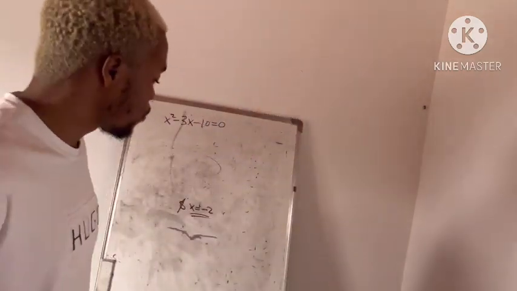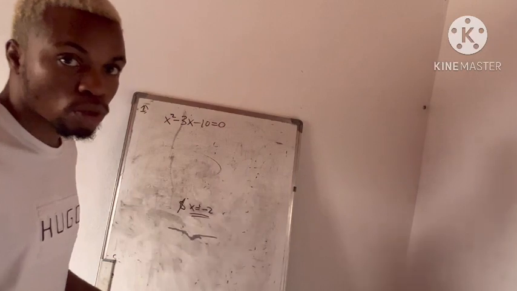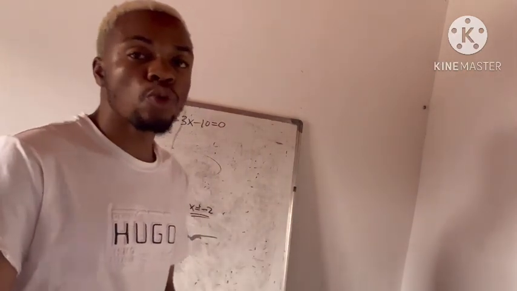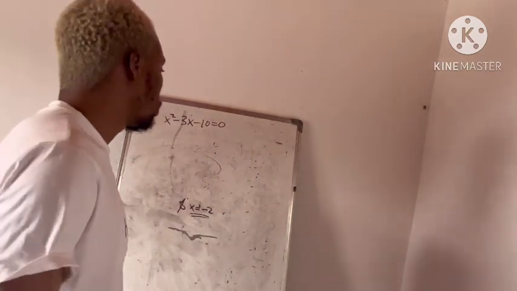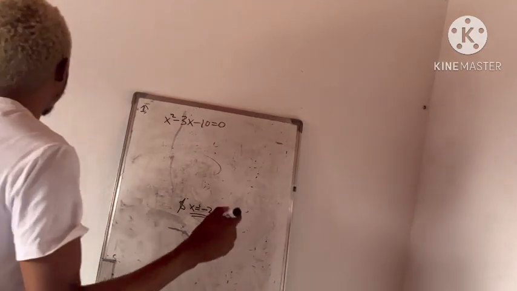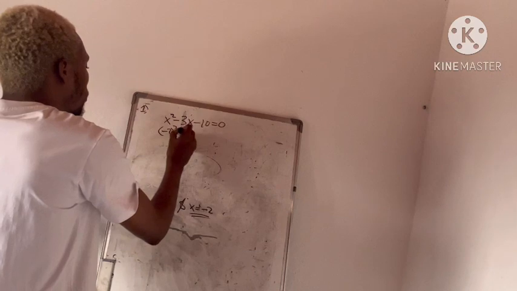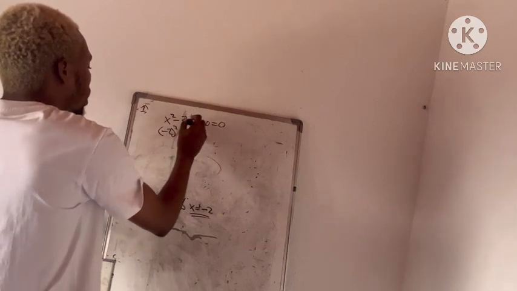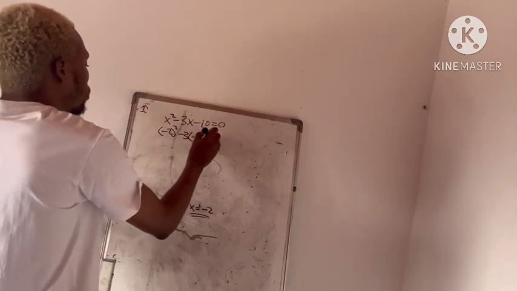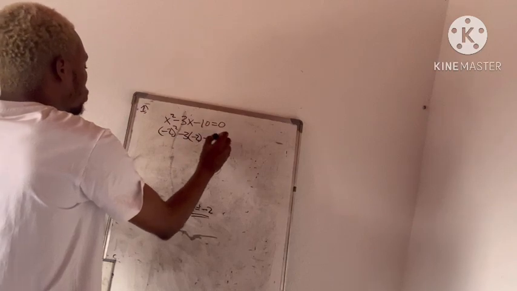So I want us to verify for x equal to negative 2. For x equal to negative 2, what do we have for this equation? Here we do the same thing. You have negative 2 all squared minus 3 into x, which is negative 2, minus 10 equal to 0.